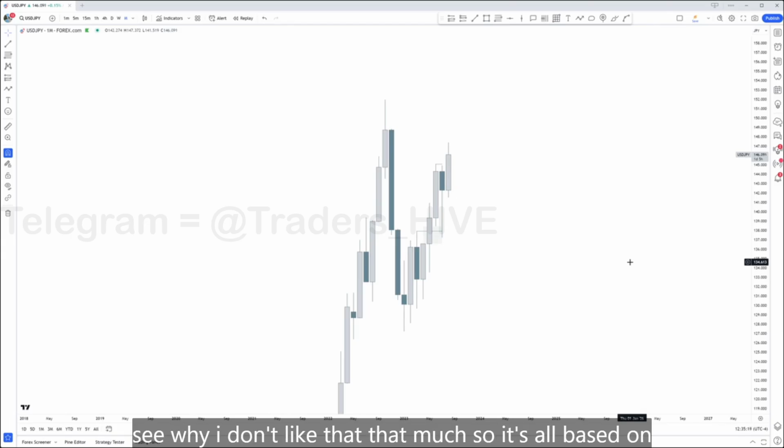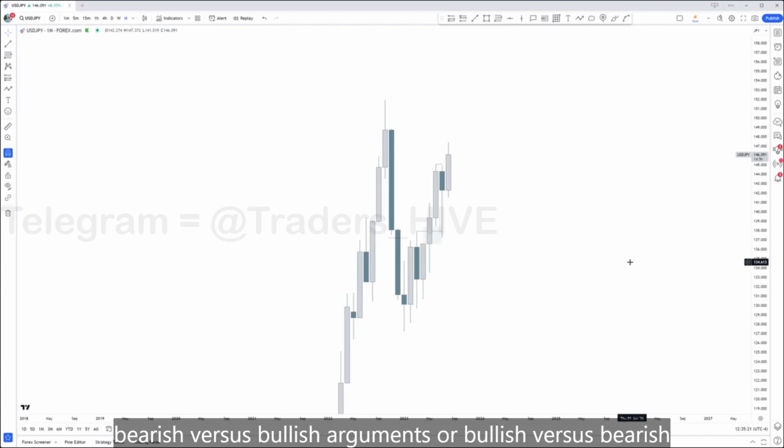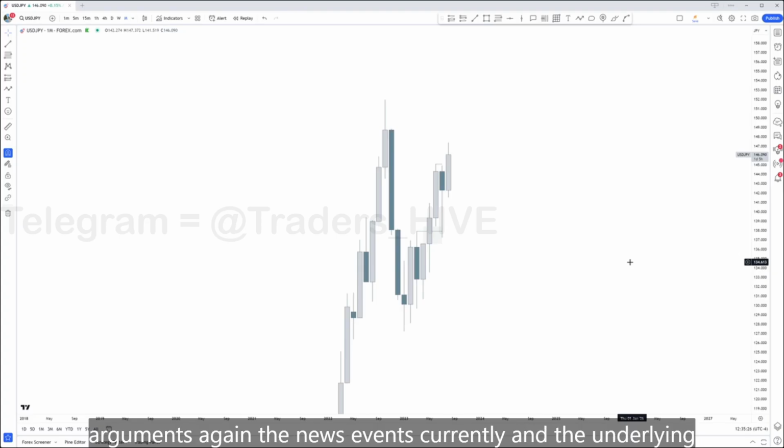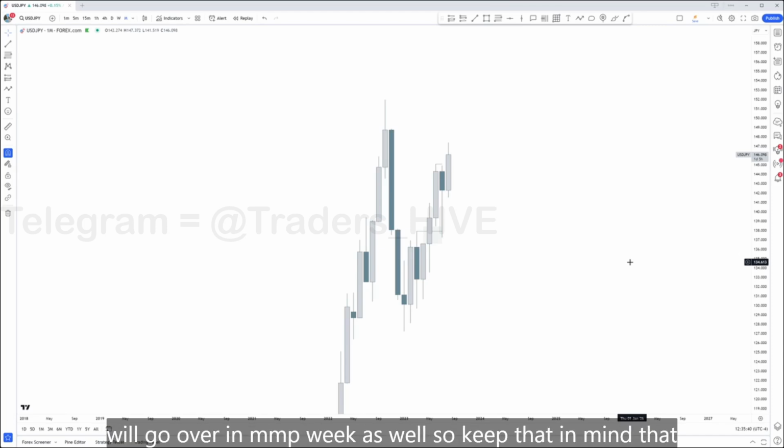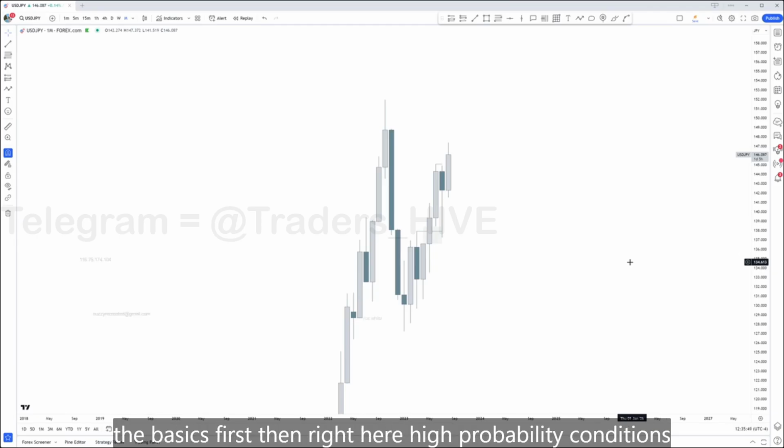So it's all based on bearish versus bullish arguments. Again, the news events currently and the underlying low probability conditions, etc., are not something we will go over right now. The days of the week where you want to be trading are usually Tuesday, Wednesday, and Thursday. That's also based on the economic calendar, which is something we will go over in MMT week as well. So keep in mind that everything will come, don't worry. We have to start with the basics first.